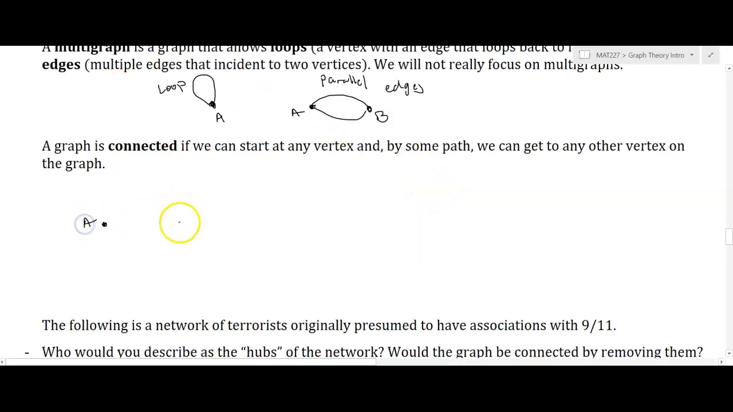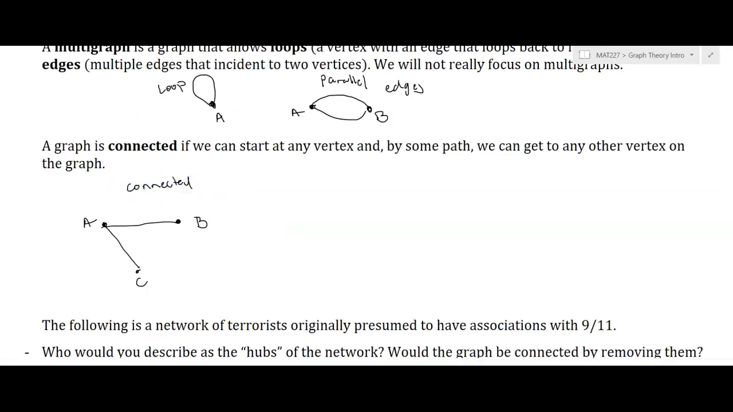So here's an example of a connected graph. The only way this will be a connected graph is if I could ultimately get from every vertex to every other vertex. Doesn't mean they have to be adjacent. It just means ultimately if I start at B, can I get to C? Well, sure, I can go to A and then to C. If I start at A, I can get to C, I can get to B. If I start at C, I can get to A, I can get to B. And that's called connected.